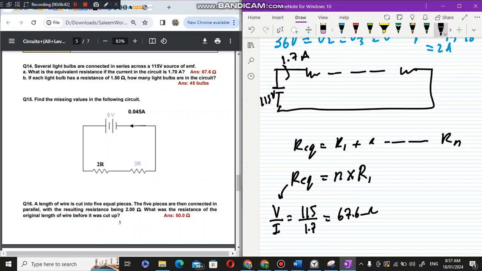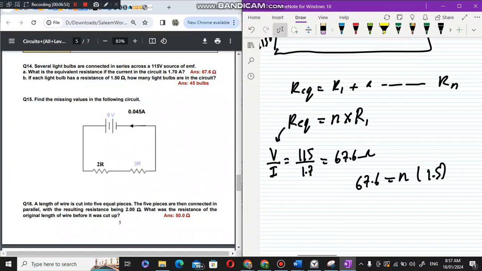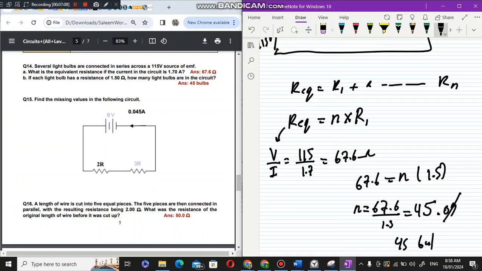Then we say that 67.6 is equal to N multiplied by 1.5, which means that N is equal to 67.6 divided by 1.5, which is 45.09. So 0.09, we don't have 0.09 bulbs, we say 45 bulbs or lamps or whatever it is.